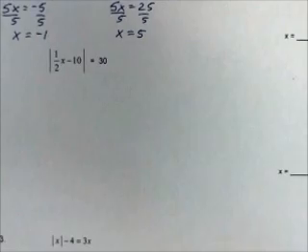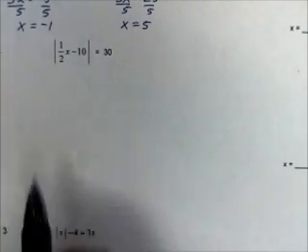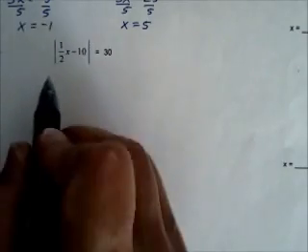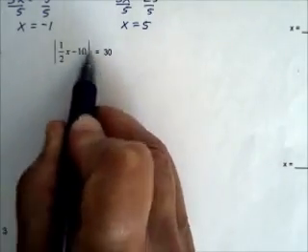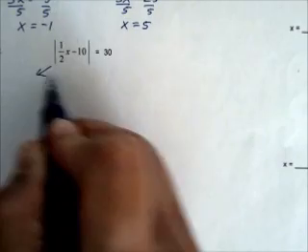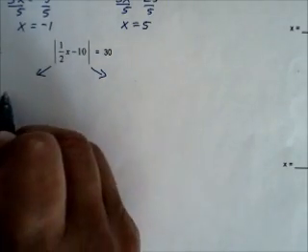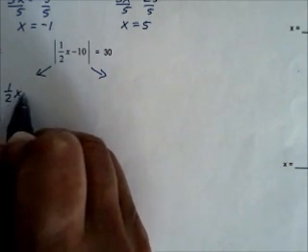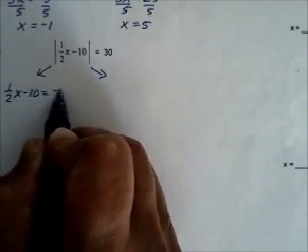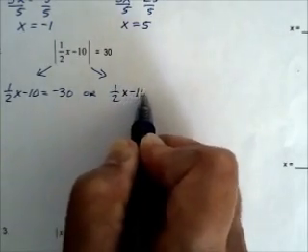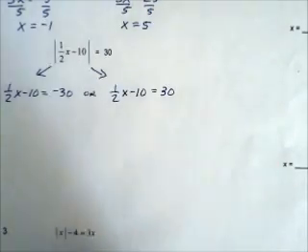Our next example, we have the absolute value of 1/2 x minus 10 equals 30. The absolute value is already by itself, so we start off by splitting into two separate equations, dropping the absolute value bars, setting it equal to negative 30, and also equal to 30.